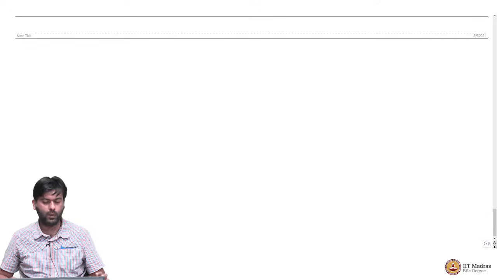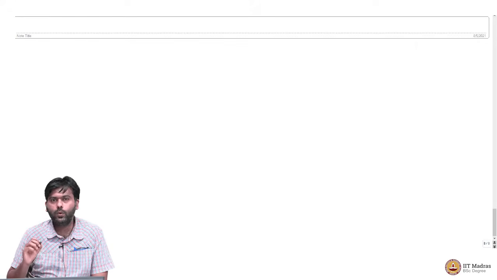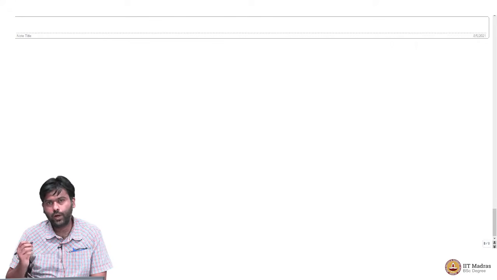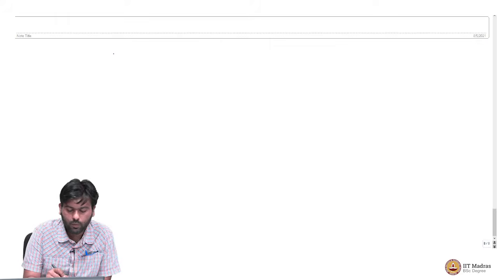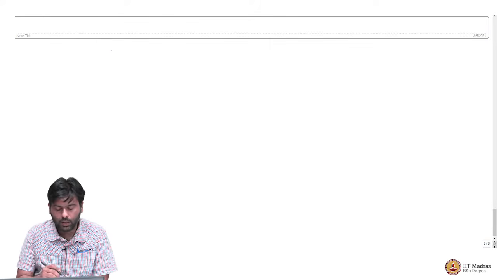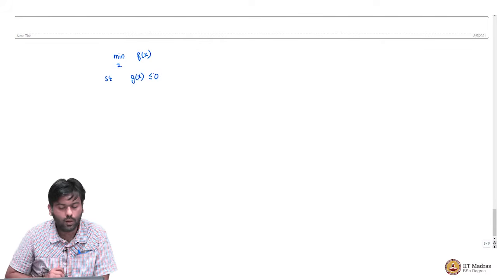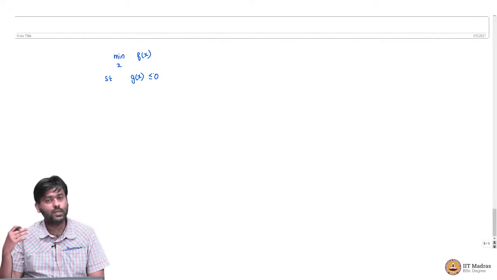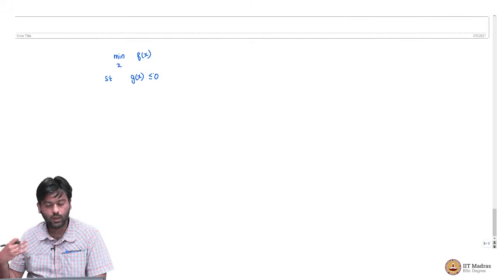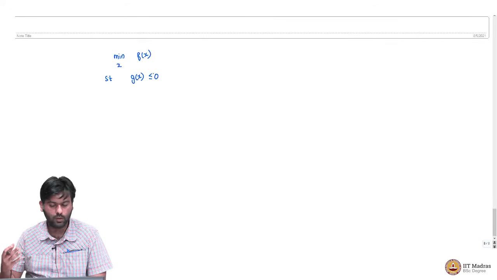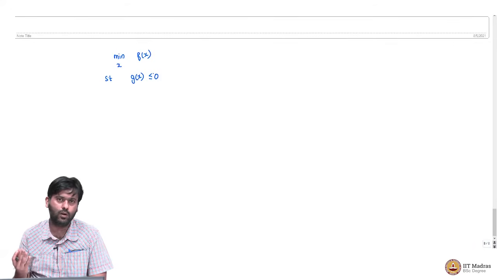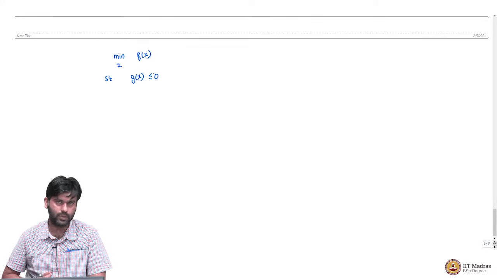Okay, welcome back. What we want to do now is solve a constraint optimization problem with one single inequality constraint. Let me write that down for you. So, we want to minimize f of x such that g of x is less than or equal to 0. Of course, we will see when you actually do a machine learning course, you will see a lot of problems being posed as constraint optimization problems.